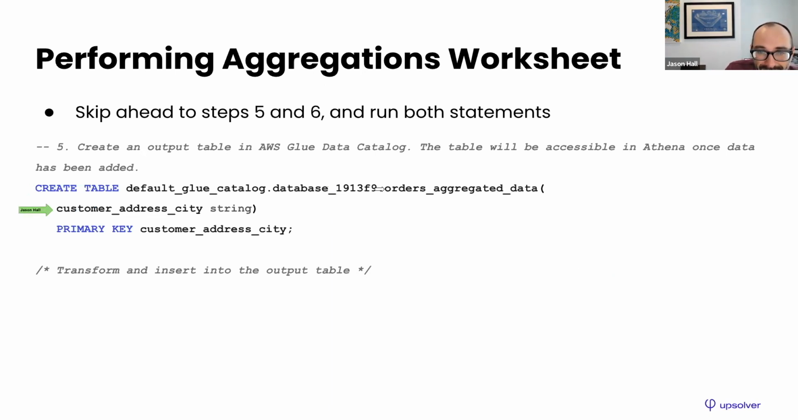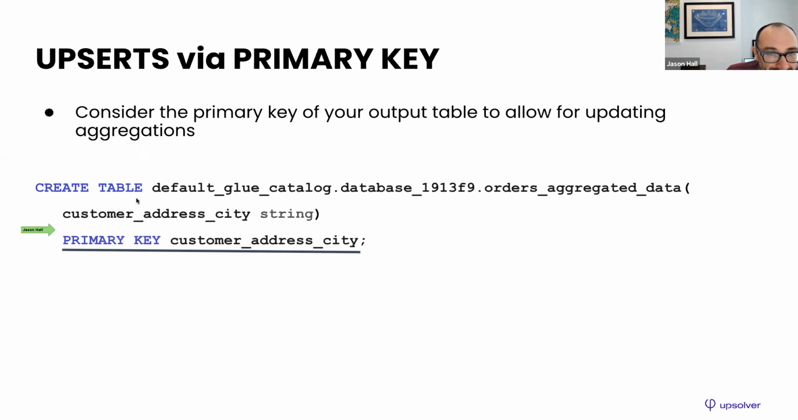So inside the aggregated data definition, we've got one field, we're calling it customer address city as a string, and we're defining a primary key on that column. And the primary key is going to be important because this is an aggregated use case, right? With the table created, and again, I highlighted here primary key because this aggregation is going to upsert into our data lake table by the primary key, right?